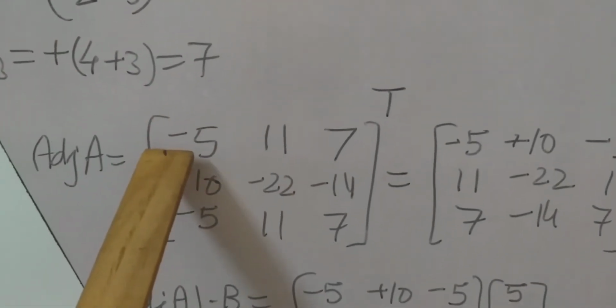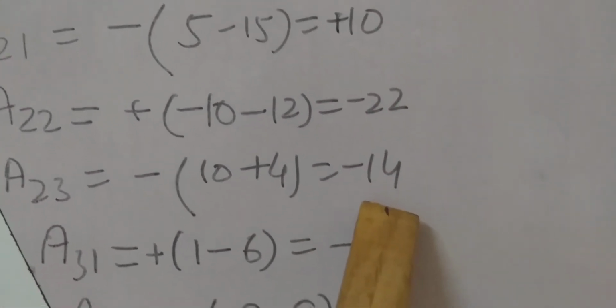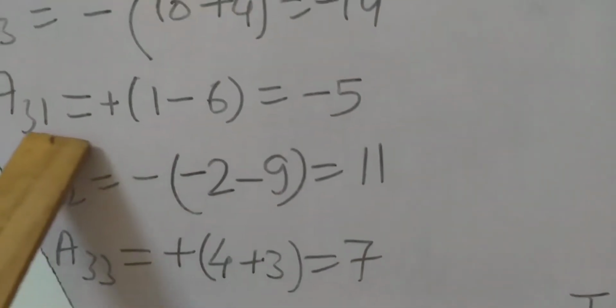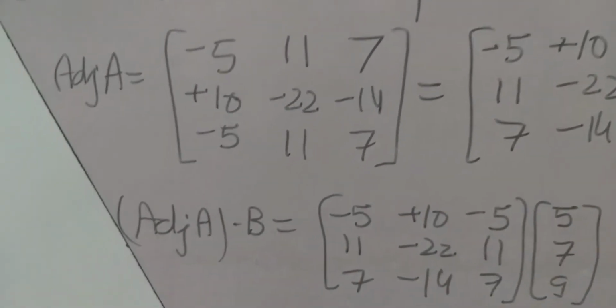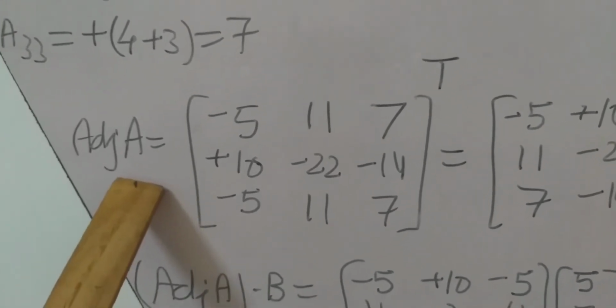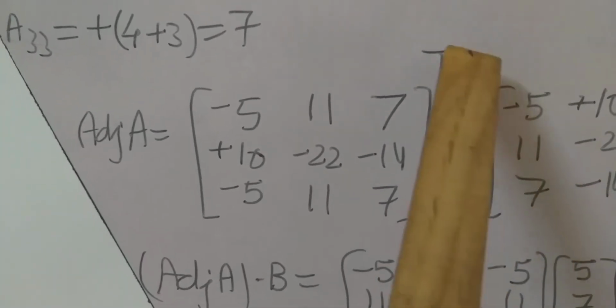So in the first row I have arranged minus 5, 11, 7. Second row cofactors: plus 10, minus 22, minus 14. Third row: minus 5, 11, 7. And I am going to find out adjoint A. So we know the formula, adjoint A equals the transpose of the matrix of cofactors.